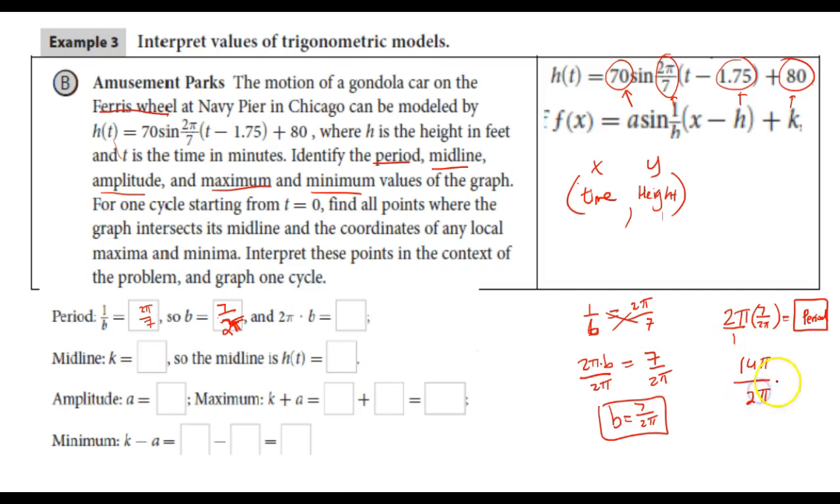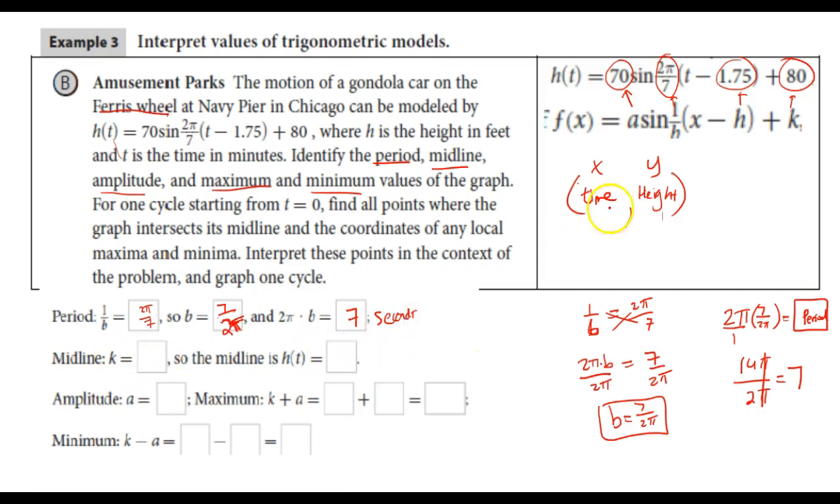2 pi. So let's simplify this out. 2 goes into 14 how many times? 7. And what happens to the pi's? Cancel out, right? So that means our period's going to be about 7 seconds. So it's going to go up and back down every 7 seconds or so. Okay.